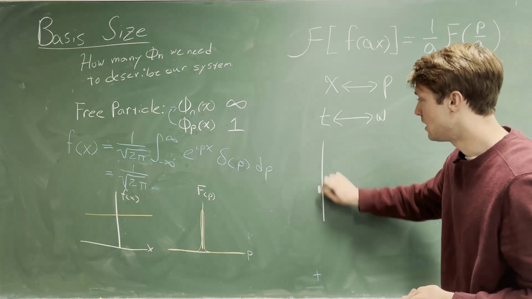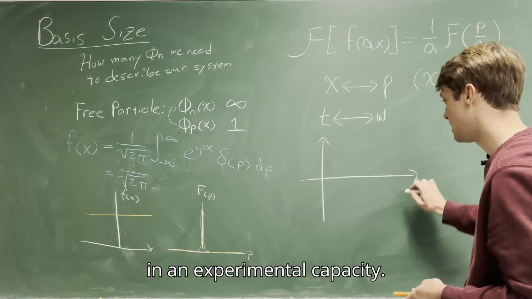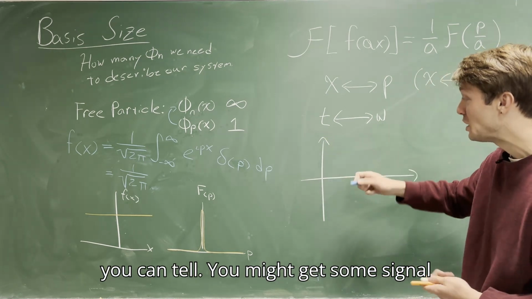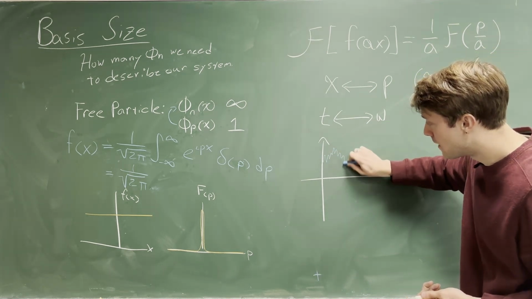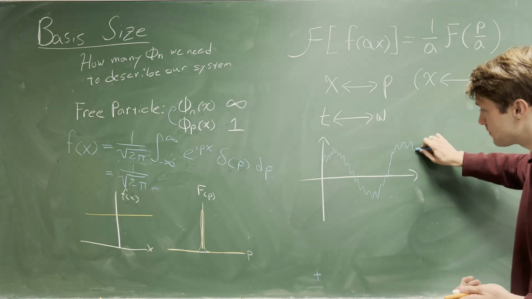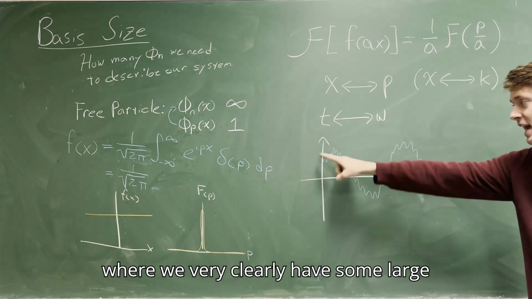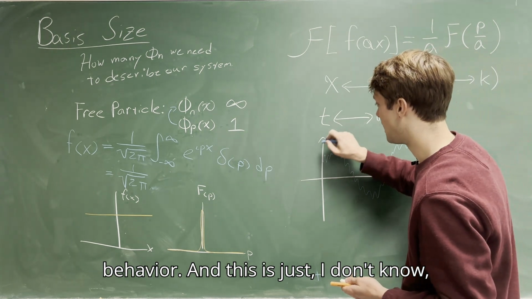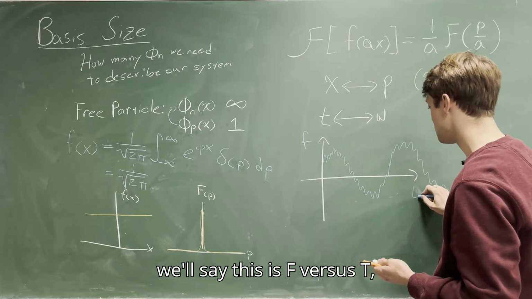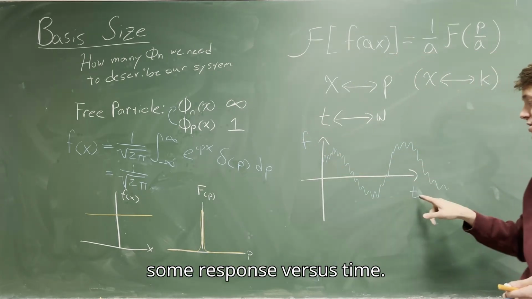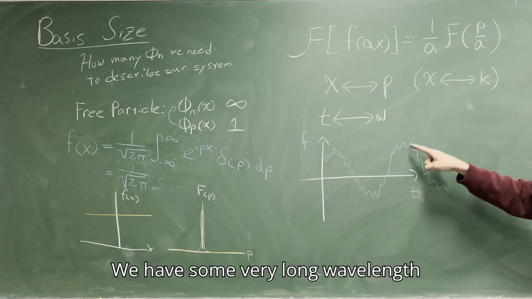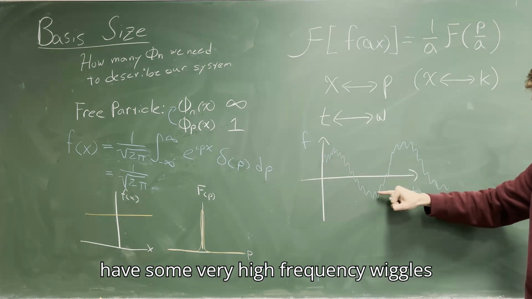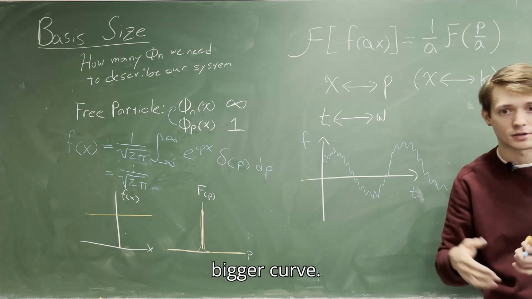For example, if you're operating some probe in an experimental capacity, not an experimentalist, I don't know if you can tell, you might get some signal that looks like this, where we very clearly have some large-scale, long wavelength sinusoidal behavior. And this is, we'll say, f versus t. Some response versus time. We have some very long wavelength behavior, low frequency, but we also have some very high frequency wiggles that are embedded inside of this bigger curve.